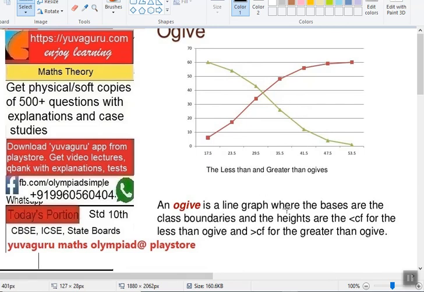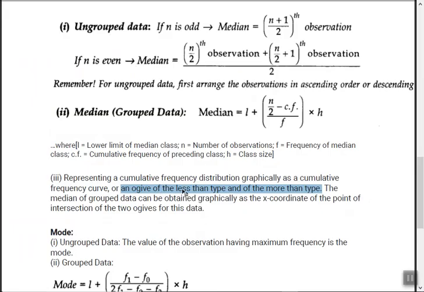So an ogive is a line graph where the bases are class boundaries. See this, 0 to 10, 10 to 20, and the heights are less than CF for less than ogive, greater than CF for greater than ogive. You only remember this for your exam. Now don't go deep into this. It's not required at your level. So heights are the less than cumulative frequency for less than ogive, and greater than CF for greater than ogive. Simply remember this. So that's less than and more than ogive.